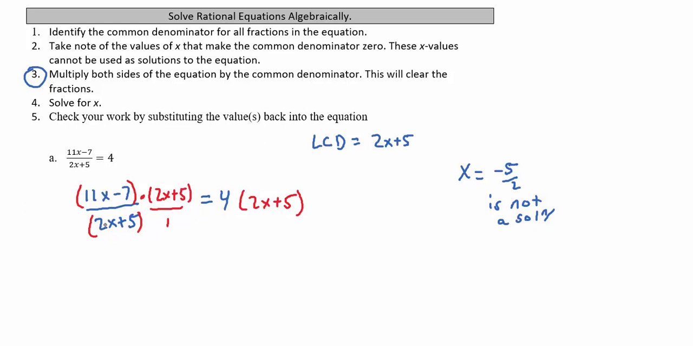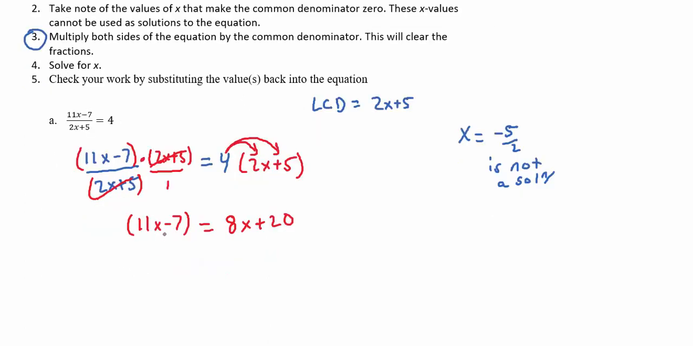So oftentimes as teachers we say they cancel, but we really should be saying that it simplifies down to the number 1, much like 7 divided by 7 is 1. So you would have 1 times 11x minus 7, but since we don't write multiplication by 1, we leave that off, it appears that these just went away, hence the word canceled. Now on the right-hand side, I have 4 times 2x is 8x, applying what's called the distributive property, and then you distribute the 4 to the 5 and say that 4 times 5 is positive 20.